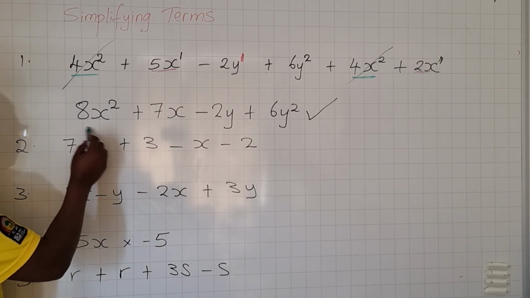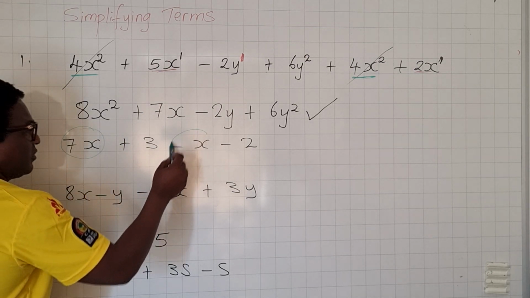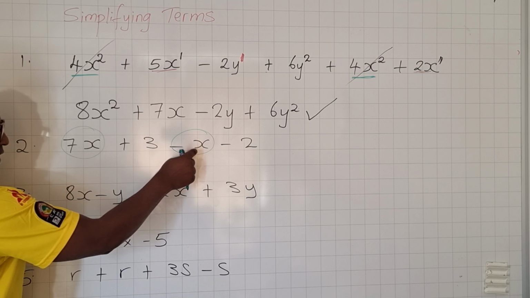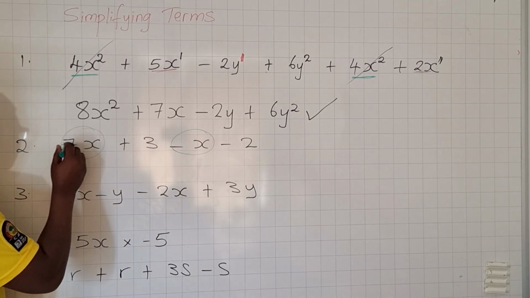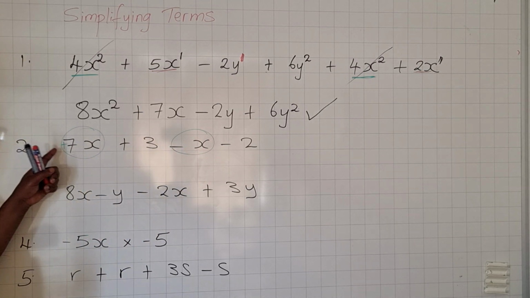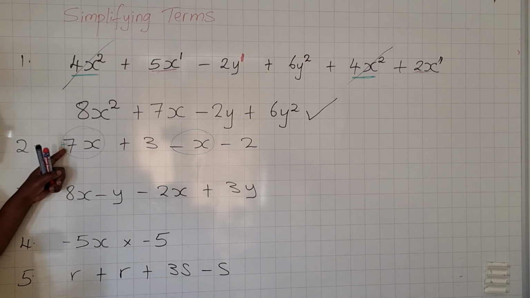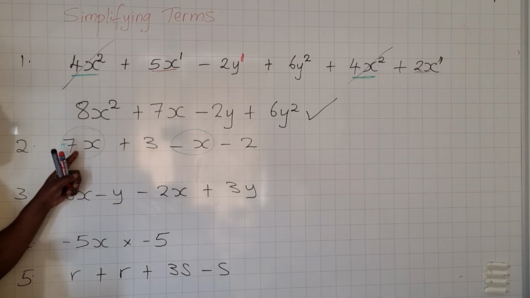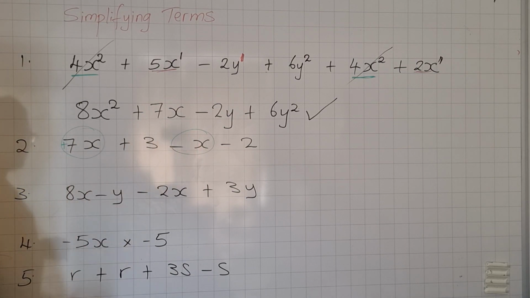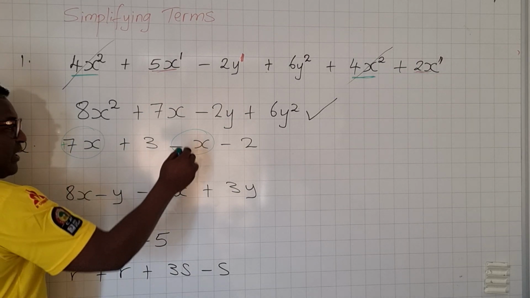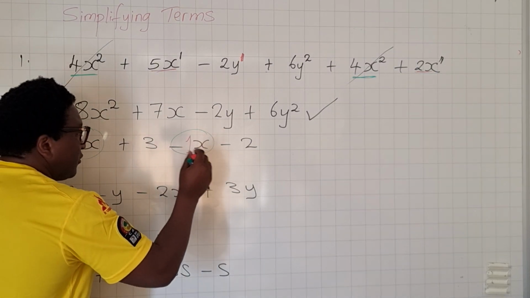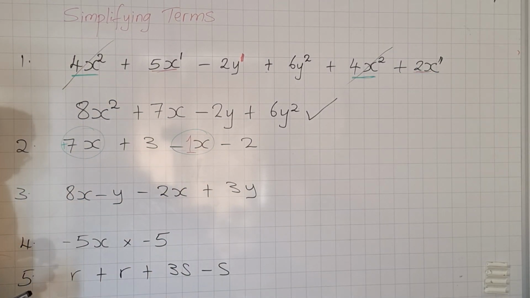So the 7x looks similar to the x there. There is a minus in front of that x, and there's a plus in front of that 7x, but we don't write that plus. When it's a plus, we don't write it. But when it's a minus, we write it. So this is 7x minus x. In front of this x, there's an invisible 1 all the time. In front of a letter, there's always a 1.